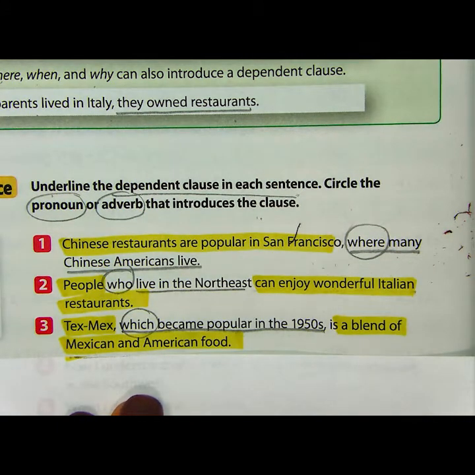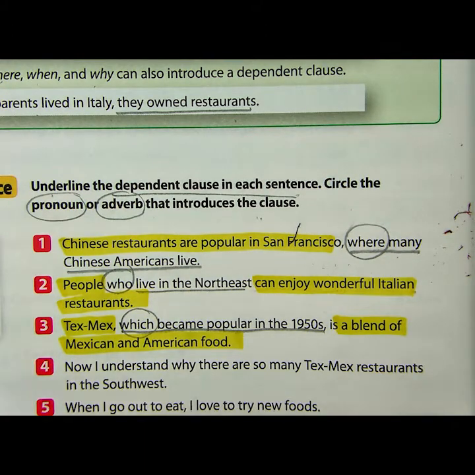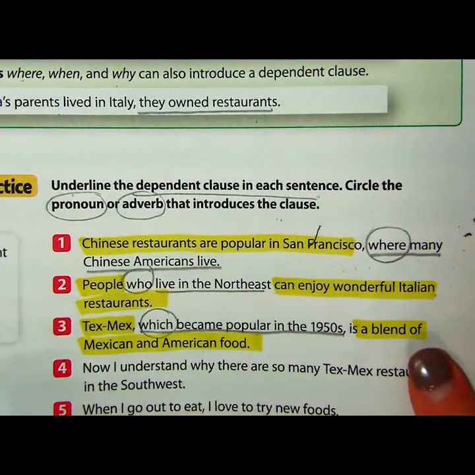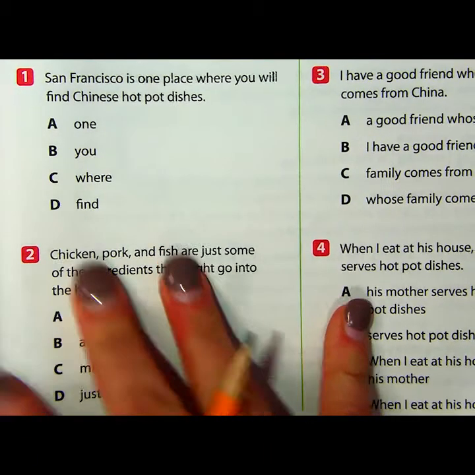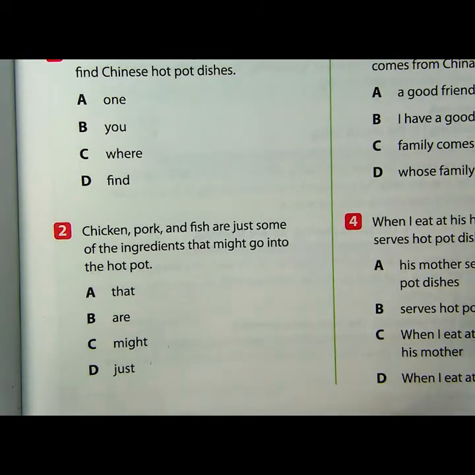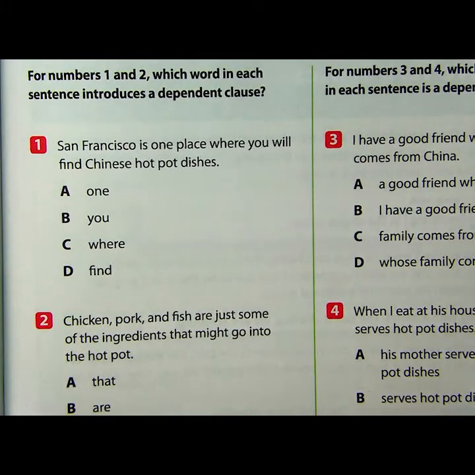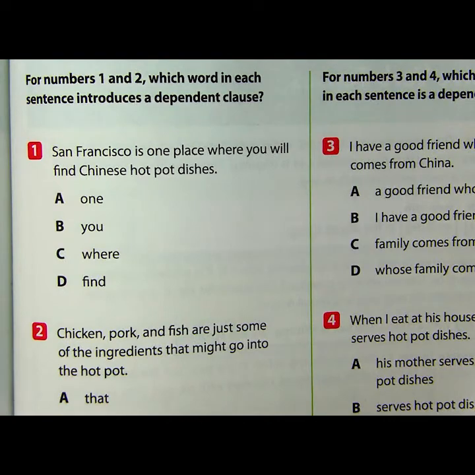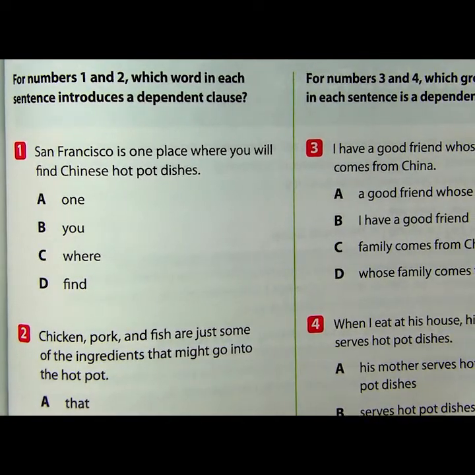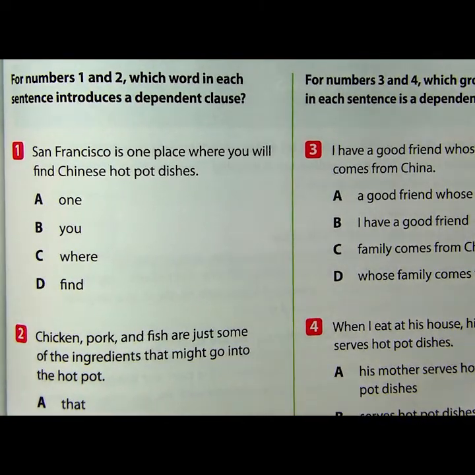So you guys are going to have 4 multiple choice questions where you have to identify the pronoun that introduces the dependent clause. These are going to be on Schoology. They are all multiple choice questions. And let me know if you have any questions.